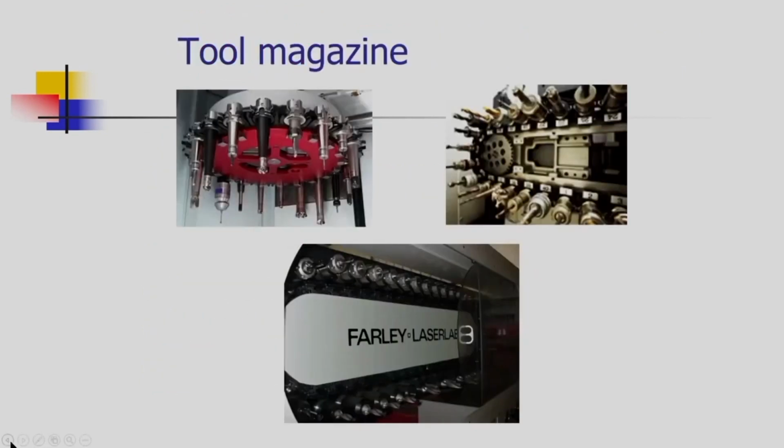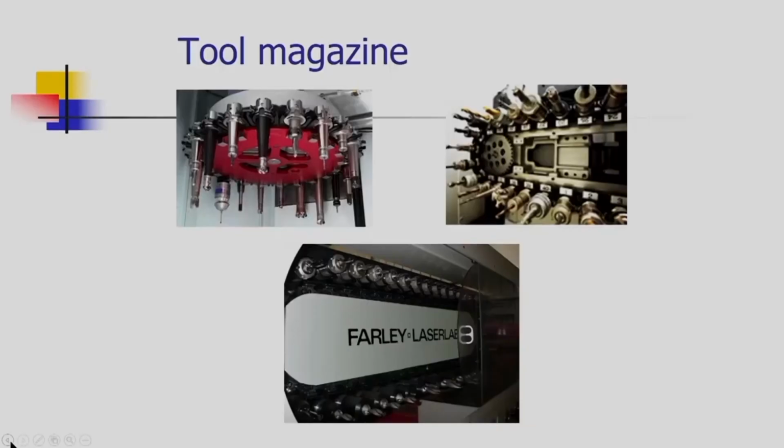So, tool magazine. In a typical conventional machine tool, we can mount a very limited number of cutting tools, and we have to change that cutting tool manually. So, it is a time consuming task. In CNC machine tool operations, we are using an automatic tool changing facility that we call ATC, and in addition to that, we should hold multiple cutting tools.